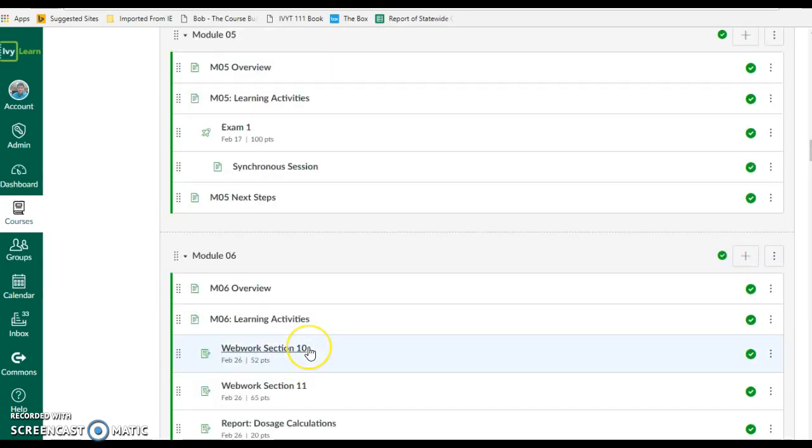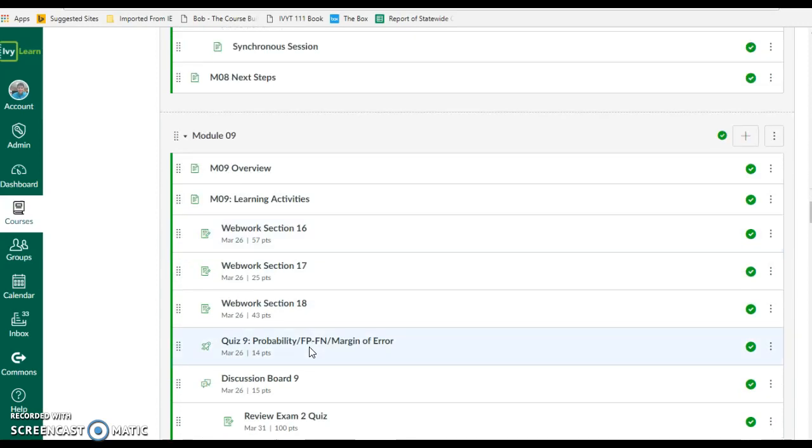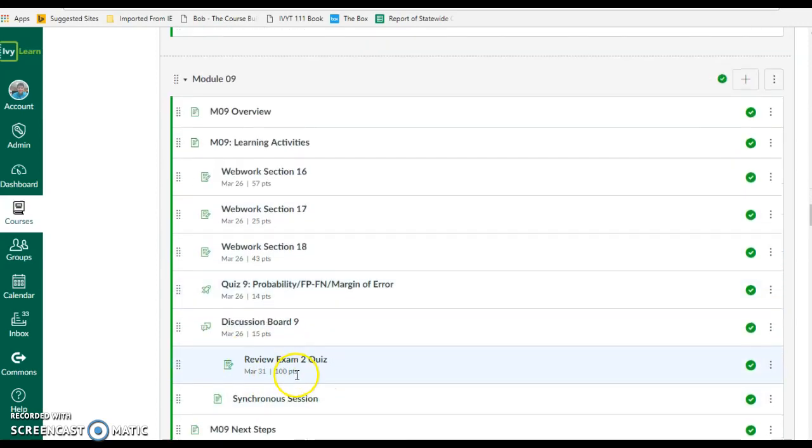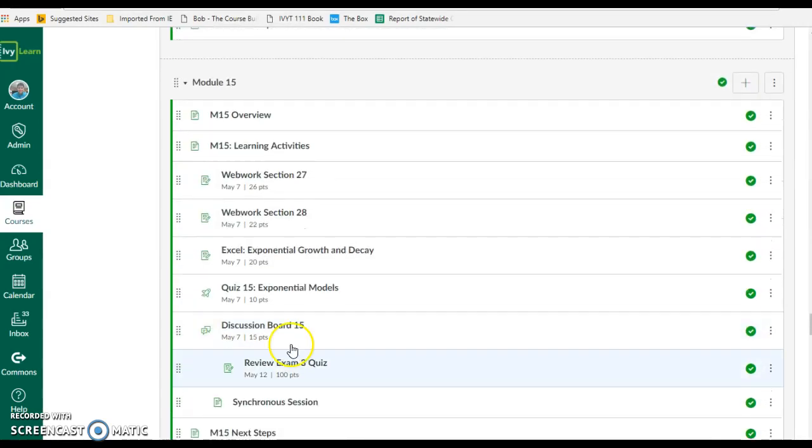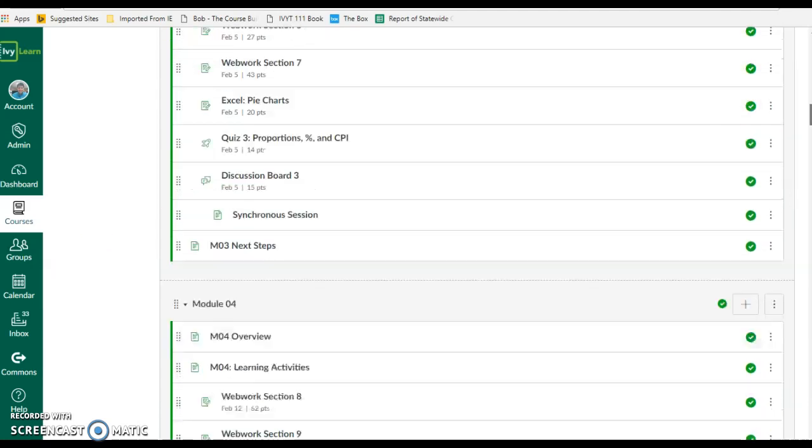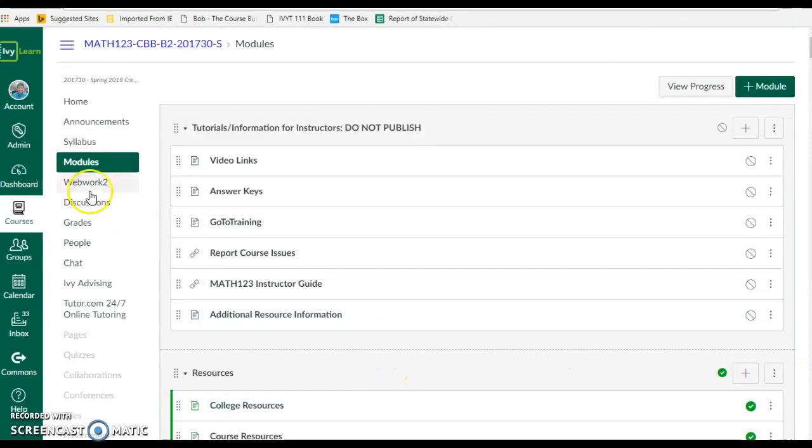So it's in Module 4, Module 9 is where you will find the second one, Review Quiz 2, and then Module 15 has the third quiz. You'll notice they're all open at this point. Again, you can take them as many times as you want, and you can take them whenever you want. They are due the day of the exam. So kind of keep that in mind.